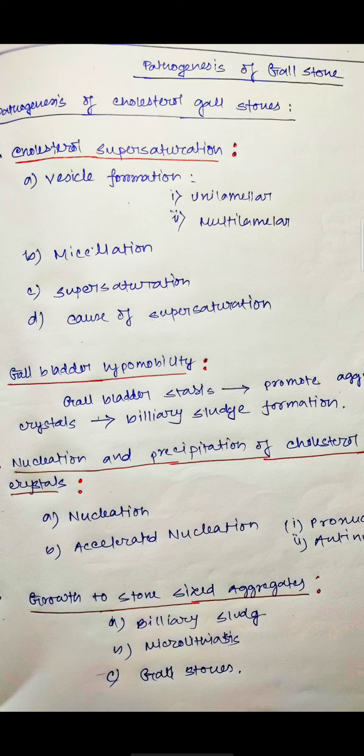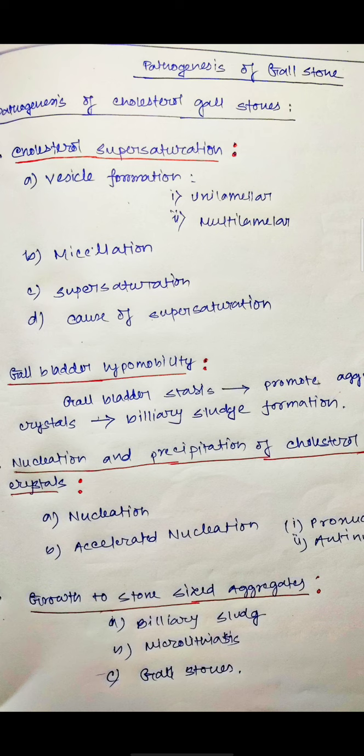Okay, so the next one is supersaturation. So what does it mean? Supersaturation means it's a condition where the concentration of the cholesterol exceeds the solubilizing capacity of the bile. Okay, so it is one of the most important mechanisms in the formation of lithogenic bile.